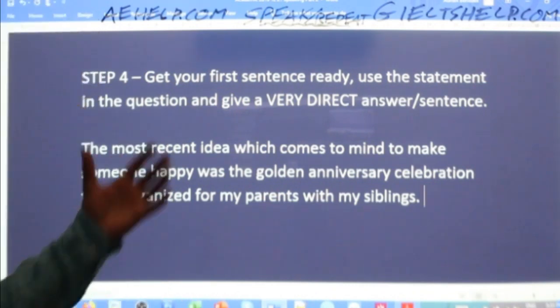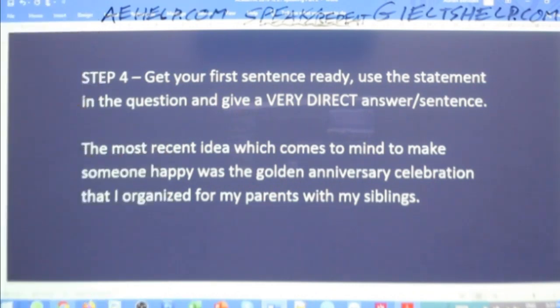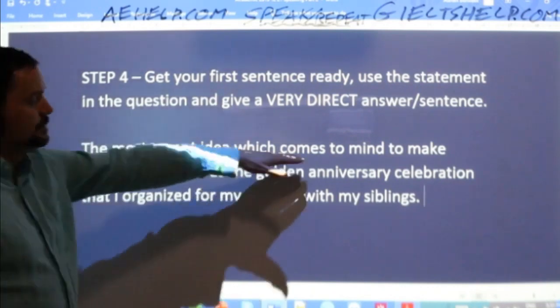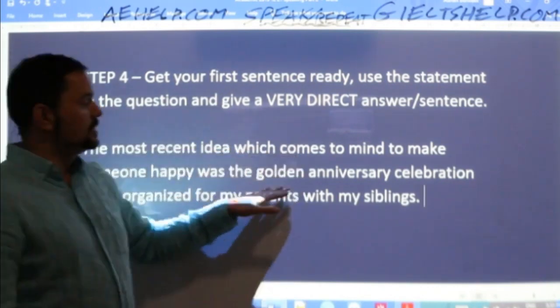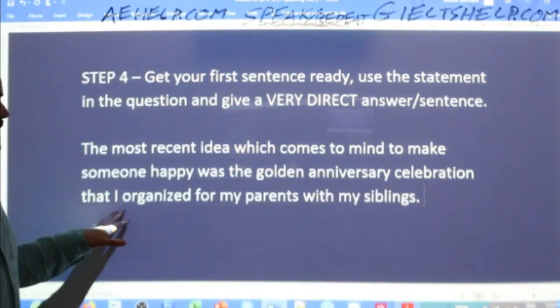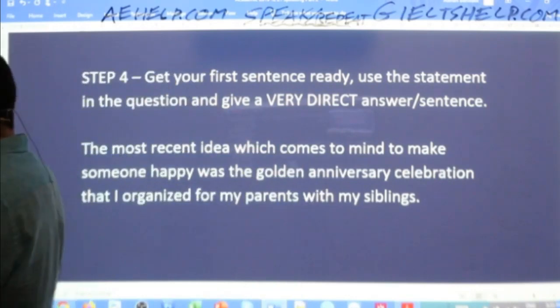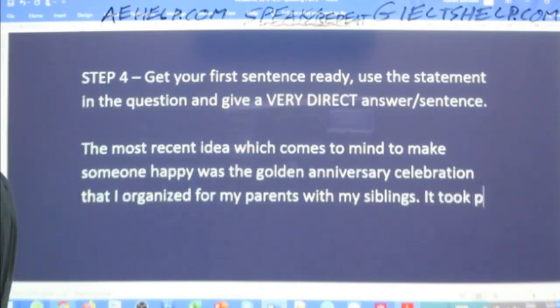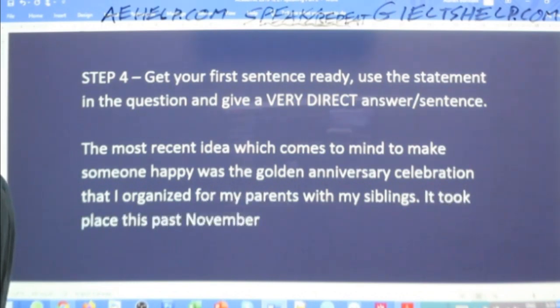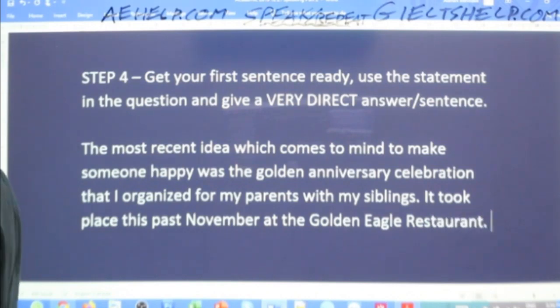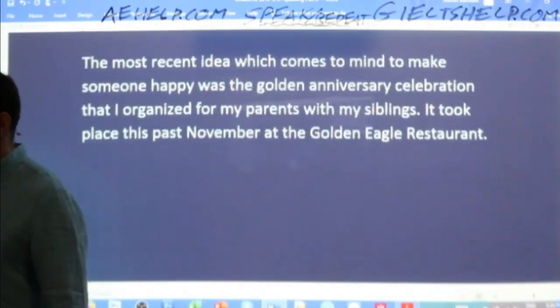Not making others happy and not having lots of ideas. No, the most recent idea which comes to your mind to make someone happy was the golden anniversary celebration that I organized for my parents with my siblings. It took place this past November at the Golden Eagle restaurant. All right, so far so good.